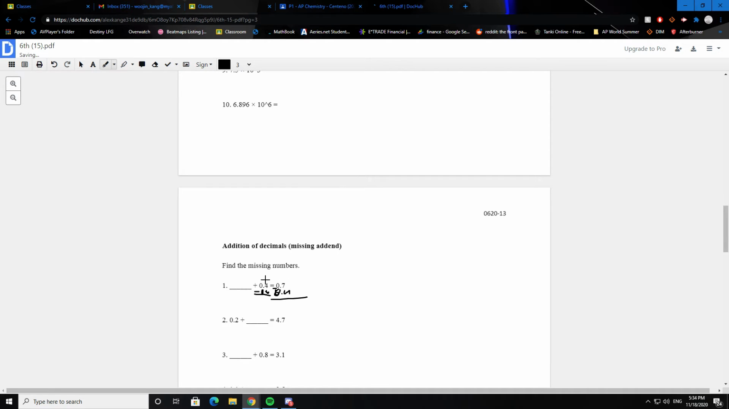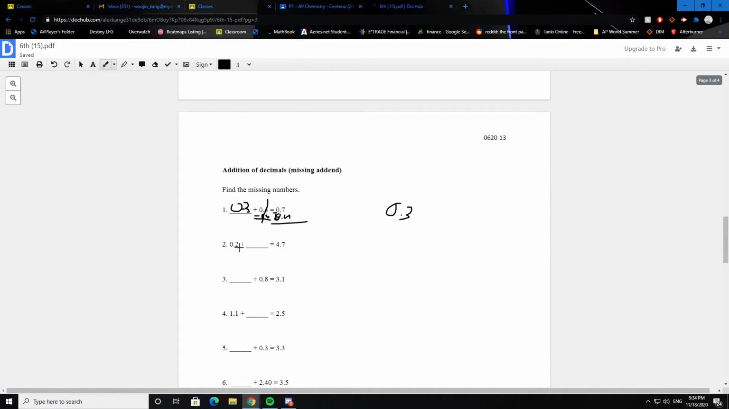And this cancels out. So you have on this blank 0.7 minus 0.4. What is that? What's 7 minus 4? 0.3. So 0.3 plus 0.4 equals 0.7. That makes sense. Now again here, you're trying to find the missing number. Subtract 0.2 from both sides.